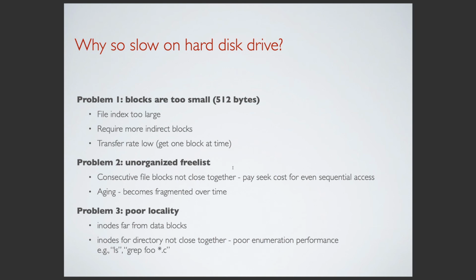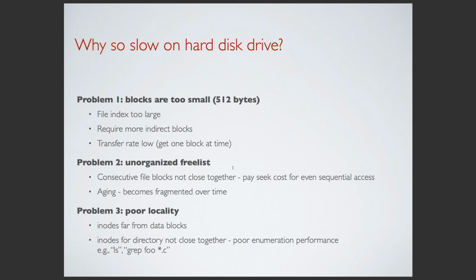Because remember what we did last week. If you have 15 pointers inside your inodes, and each block is 512 bytes, very quickly, if you have a big file, you're going to go into the last three indirect blocks. And of course, the maximum file size is going to be lower, and the transfer rate is quite low, because we are transferring basically one block at a time.